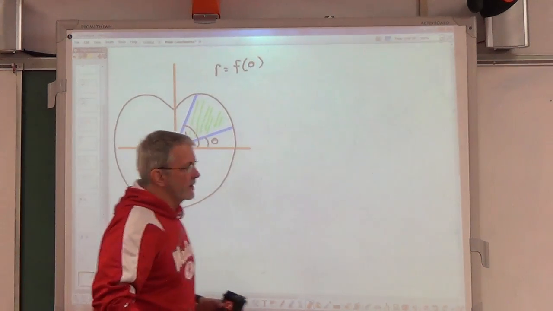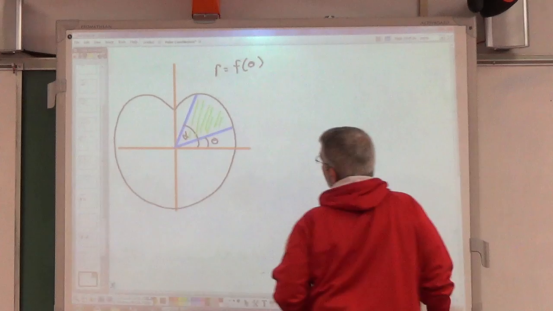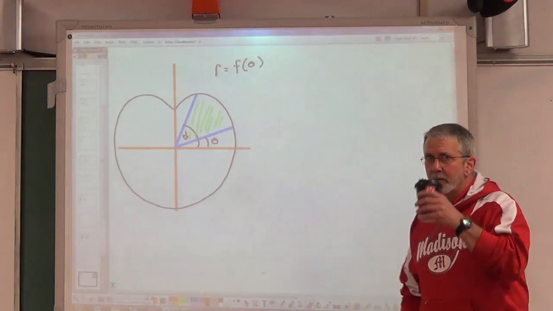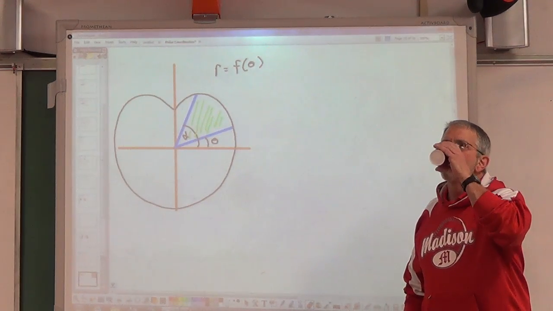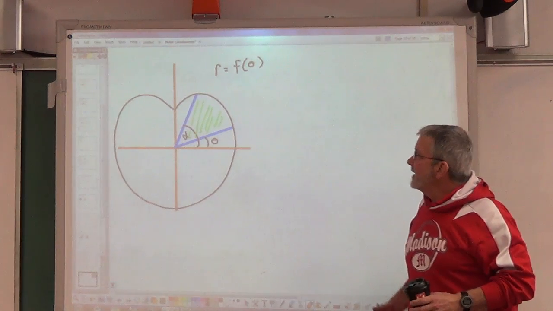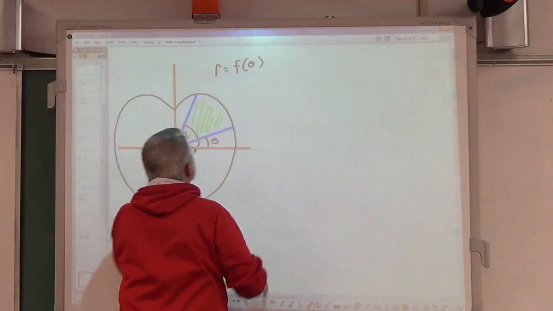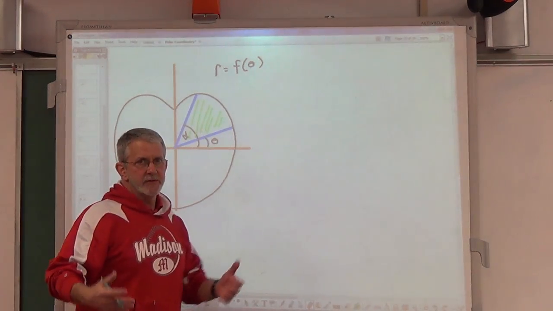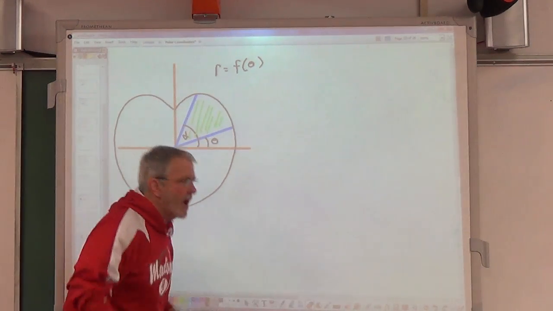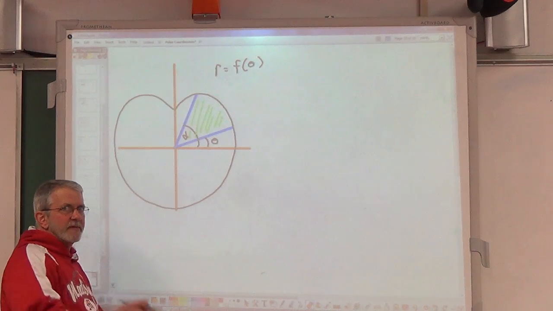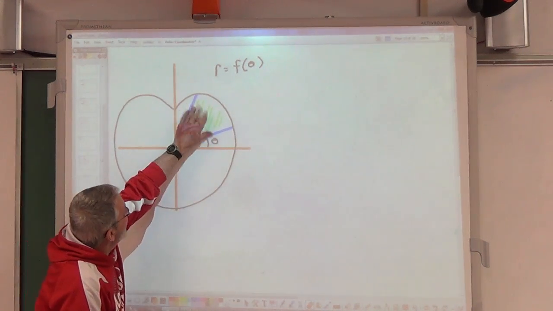Well, what about this polar graph? I've come up with an arbitrary polar graph there, with no equation. And say I want to find this area, this sector here. This is not a circle, so I certainly could not use the circle formula. This is a polar graph. Keep in mind, a circle is a form of the polar graph.